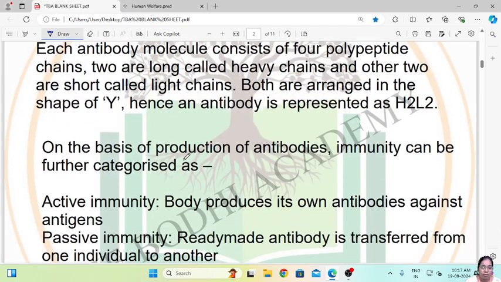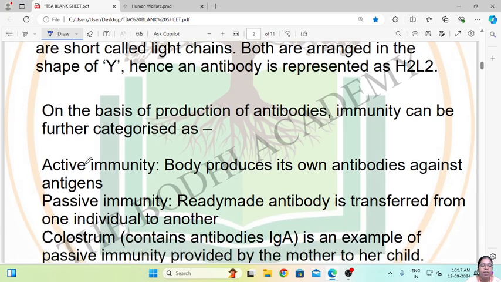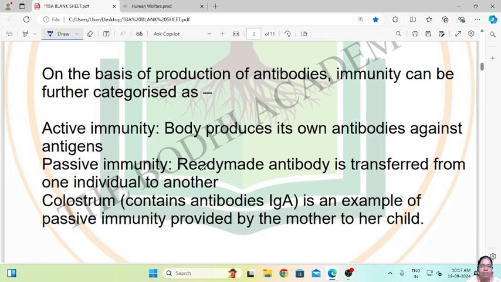On the basis of production of antibody, immunity can be further categorized as active immunity and passive immunity. So what is active immunity? The body produces its own antibodies against an antigen. This type of immunity is called active immunity, wherein the body produces the antibodies. What is passive immunity? Already formed antibodies are transferred from one individual to another, that is, you get it from your parents.